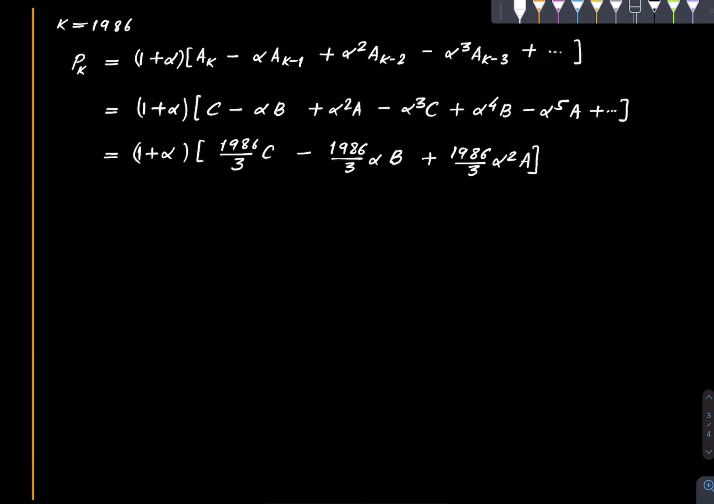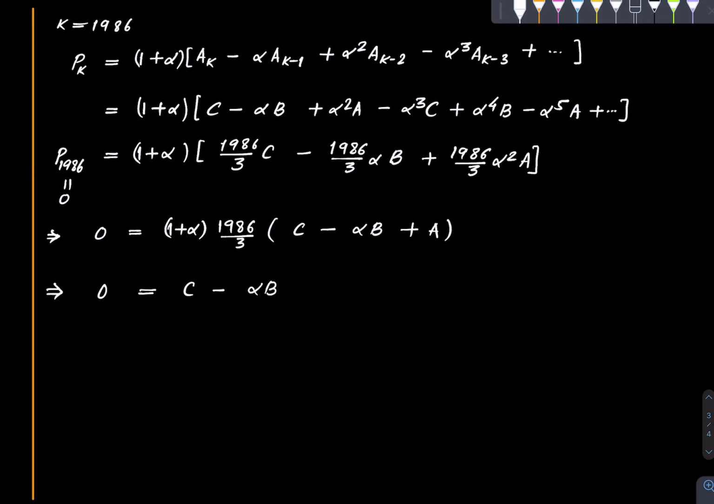And this is equal to pk, which is p 1986. But that is given to be equal to 0, meaning it was given that the man returns to the original position. The original position was p0. P0 was origin as we chose it. So this is 0, and therefore what we get is 0 is equal to 1 plus alpha, 1986 by 3, c minus alpha b plus a, which implies 0 is equal to c minus alpha b plus a.